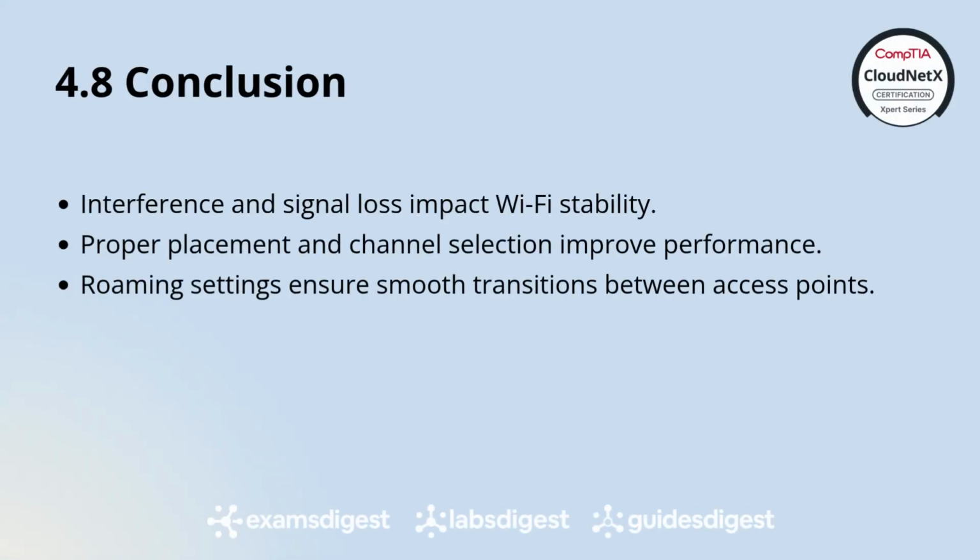In summary, troubleshooting Wi-Fi performance issues requires a combination of analysis, configuration adjustments, and strategic placement of access points. Signal interference can be reduced by switching to the 5 GHz or 6 GHz bands, while signal loss and degradation can be mitigated by optimizing placement and upgrading hardware.